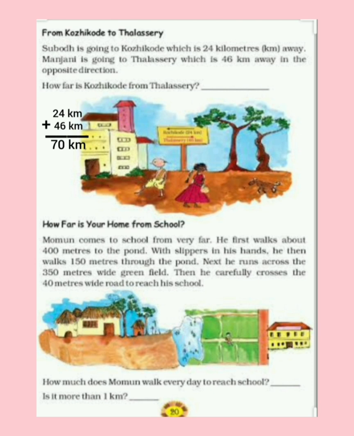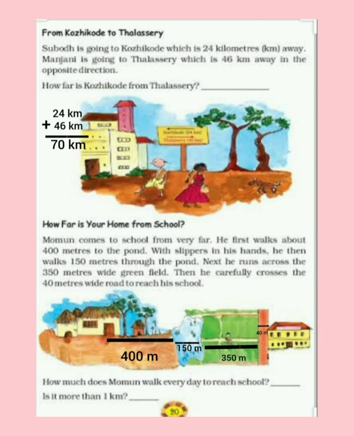Let us know how far your home is from school. Dear students, look at this image. Momun comes to school from very far. Momun is a student's name. He first walks about 400 meters to the pond. Then, with slippers in his hands, he walks 150 meters through the pond. Next, he runs across the 350 meters wide green field. Then he carefully crosses the 40 meters wide road to reach his school.